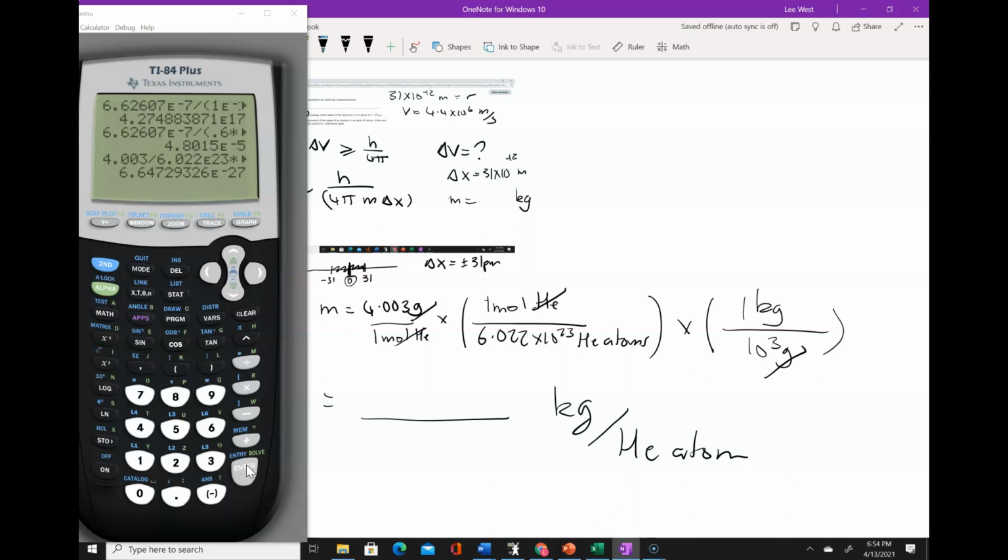And obviously it shouldn't be very much. So 6.647 by 10 to the minus 27 kilograms. That sounds similar to what we were getting before for the mass of an atom. So what we've got there is our mass.